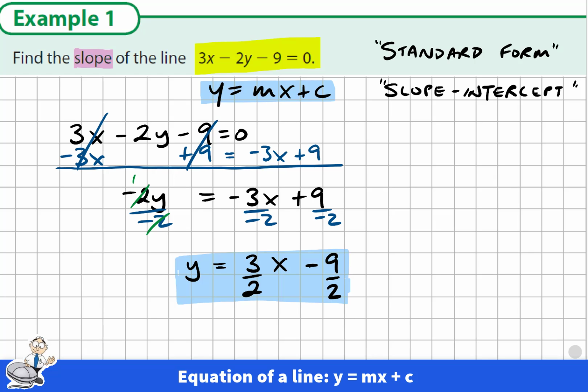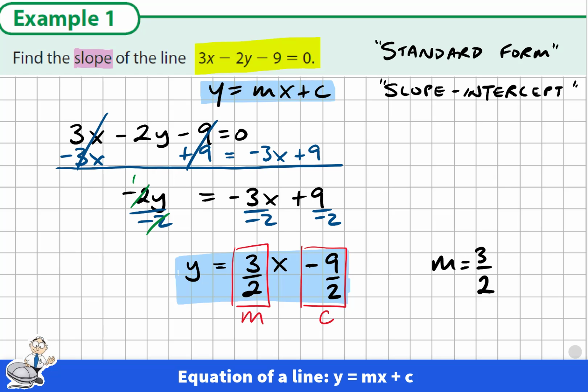3 over 2. That's it. The coefficient of the x, this thing here, that's my m. y is equal to mx plus c. I have an extra bit of information here as well. If I asked you what's the y-intercept, you'd tell me the y-intercept would be? Would it be minus 9 over 2? It would. That's the y-intercept. So the slope of this line, the answer is m is equal to 3 over 2.